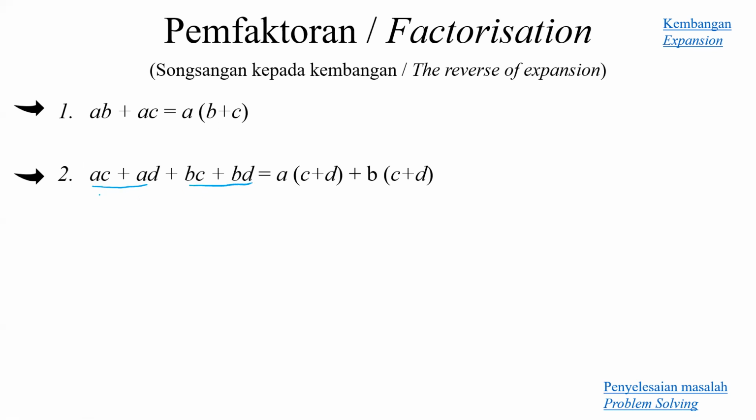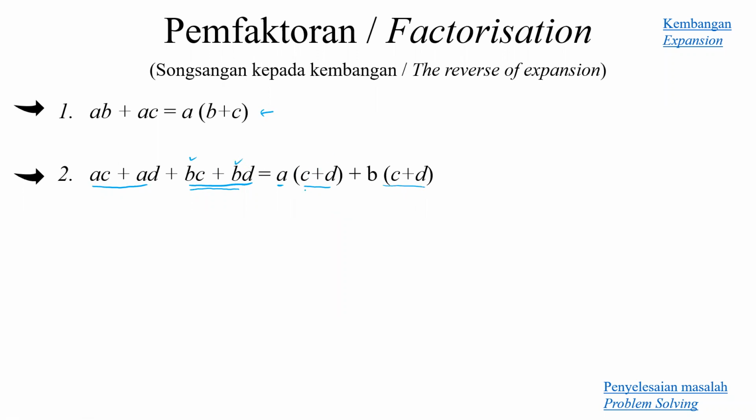You see AC and AD both contain A, so we can factorize the A out. We will have A times C plus D. This one I go straight because it's basically the revision of the first type of factorization. And then BC plus BD, I factorize the B out. I'm left with C plus D.